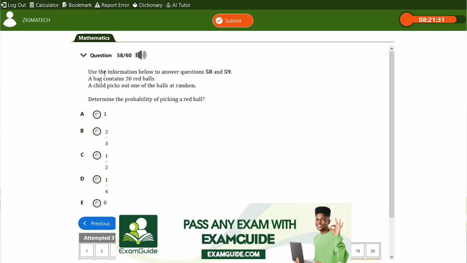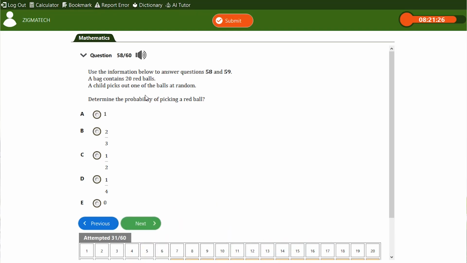Use the information below to answer 58 and 59. A bag contains 20 red balls. So the question now is, a child picks out one of the balls at random. All right. Now the question is, determine the probability of picking a red ball.